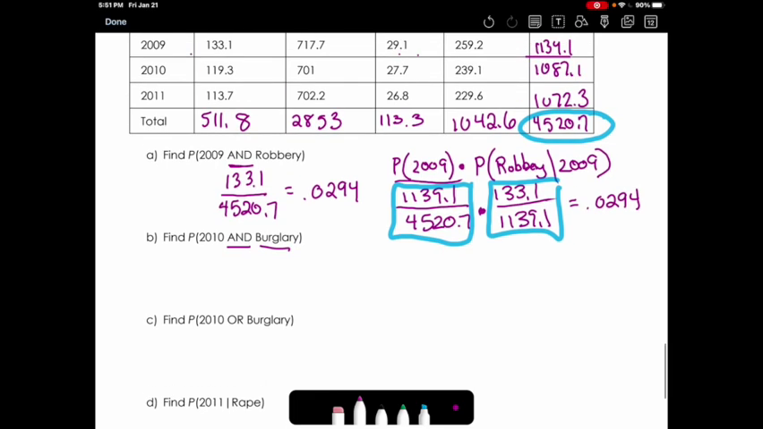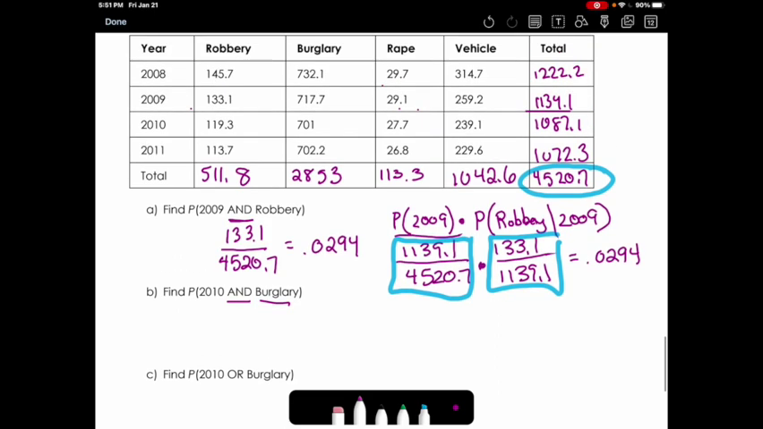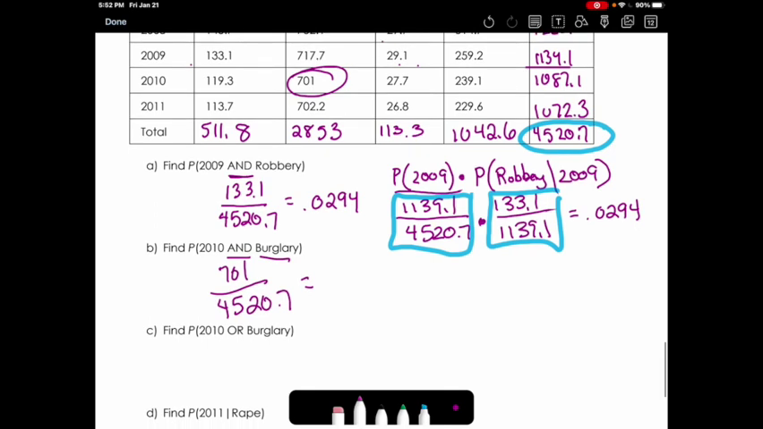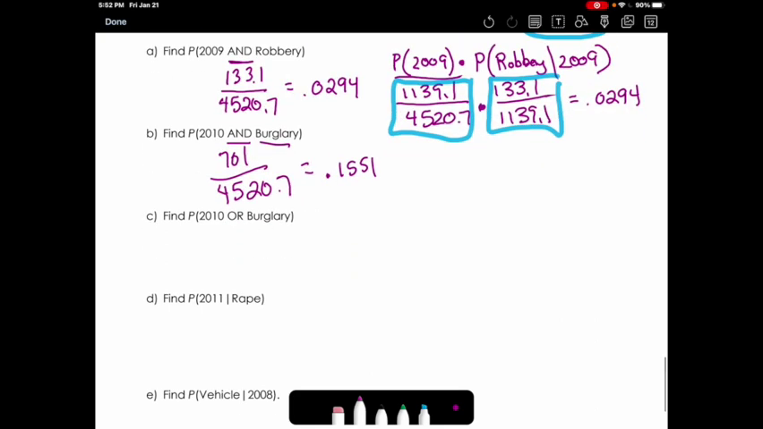Find the probability of it being 2010 and having a burglary. So again, you can do it the long way, but I'm just going to look at the table and use the shortcut where I just look to see where they overlap. Where do both of those things happen? So 2010 and burglary, that would be this 701 out of a total of 4,520.7. When you put that into the calculator, you should get approximately 0.1551 when you round it to 4 decimal places.